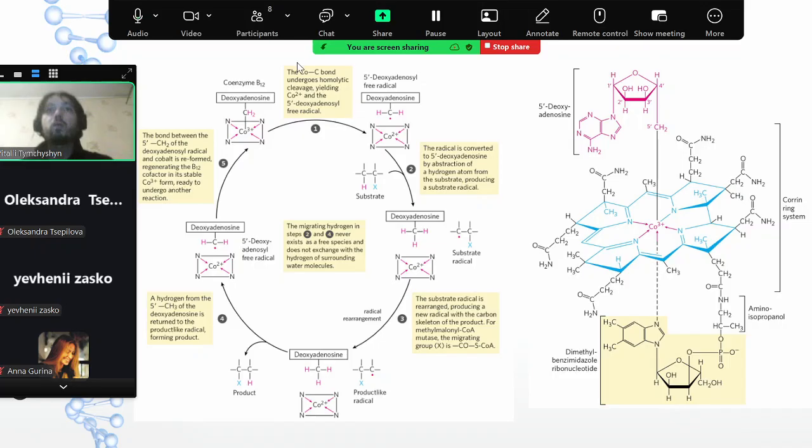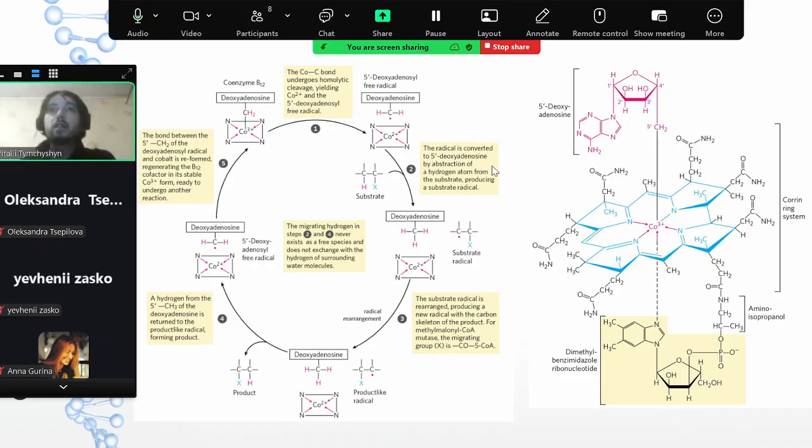And here is the scheme of the reaction. The cobalt-carbon bond undergoes homolytic cleavage, yielding cobalt 2+ and the 5' deoxyadenosyl free radical. So that's a pretty rare thing to see. Here you see a radical reaction. Almost all biochemical reactions were heterolytic cleavages, and here we see homolytic cleavage. That's pretty rare, but that's what we have.